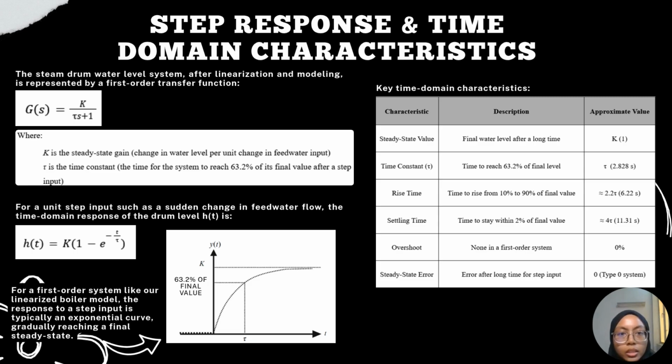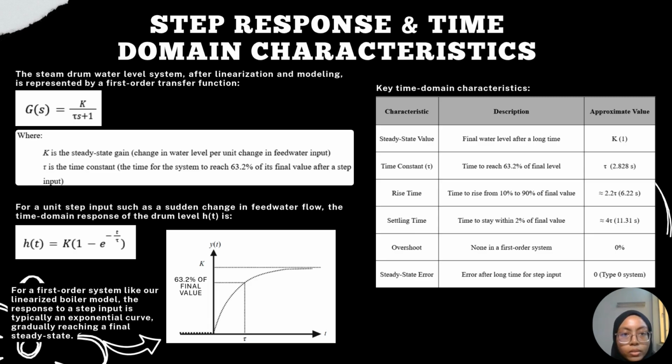Next is the step response and time domain characteristic for our system. So our system is modeled as a first order dynamic system with the transfer function as below, G(s) equal to K divided by tau s plus 1, where K is the steady state gain and tau is the time constant.